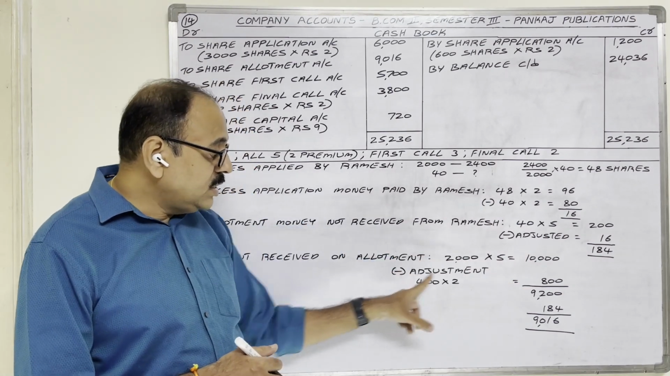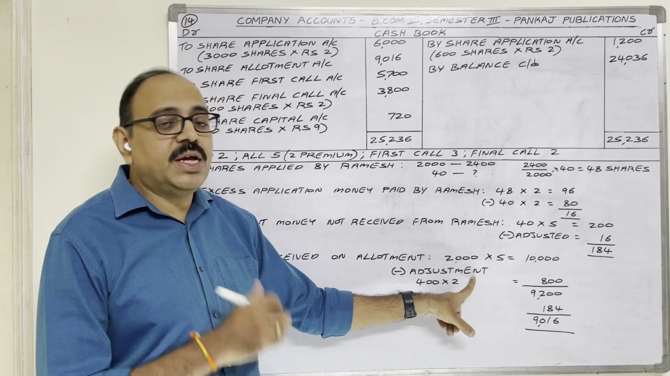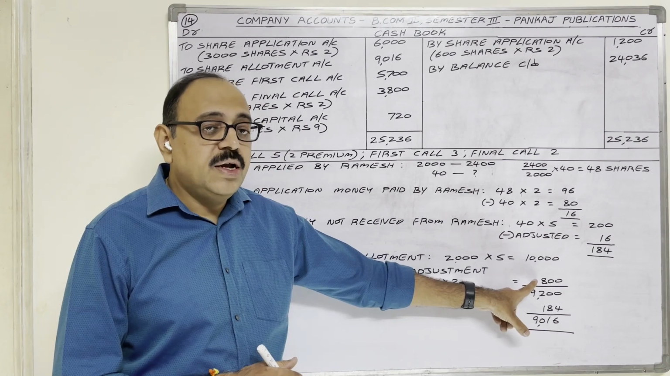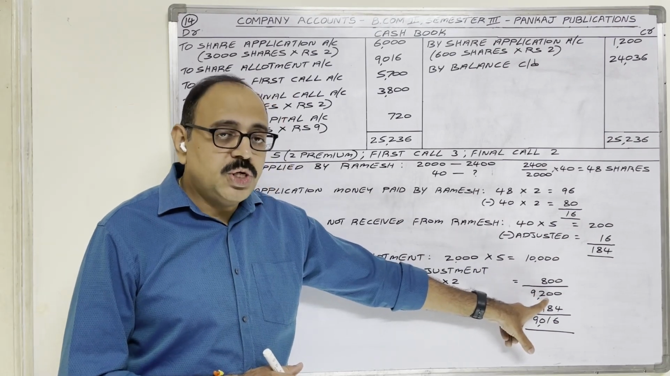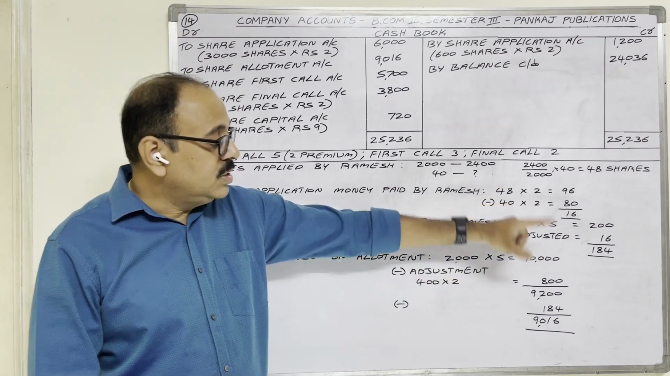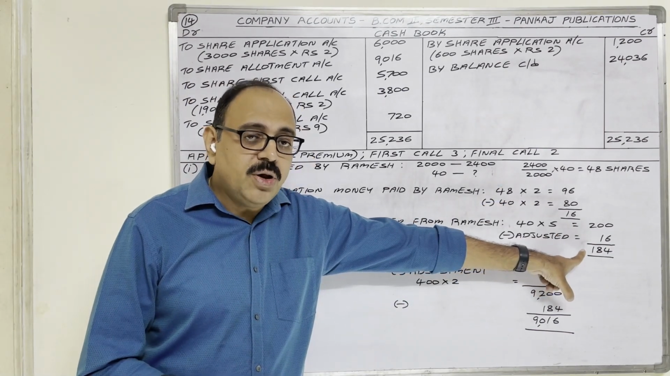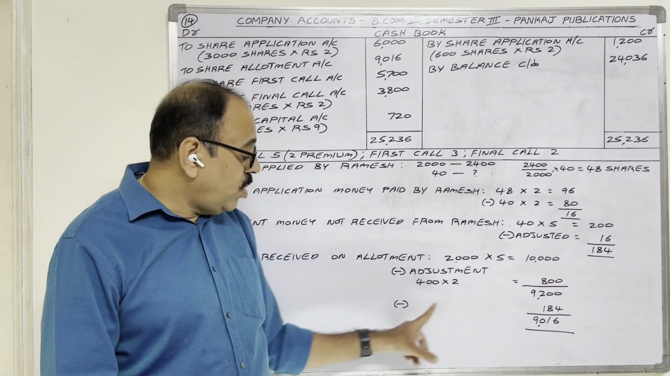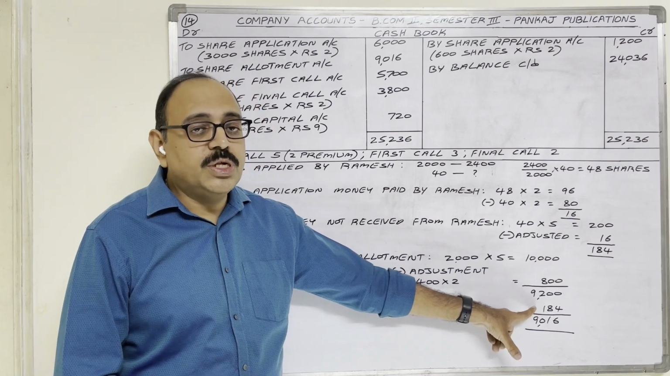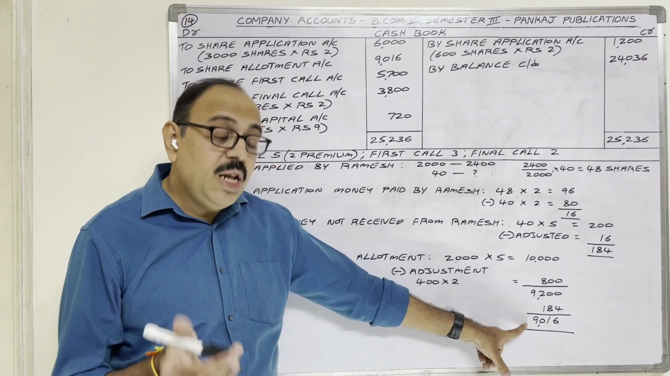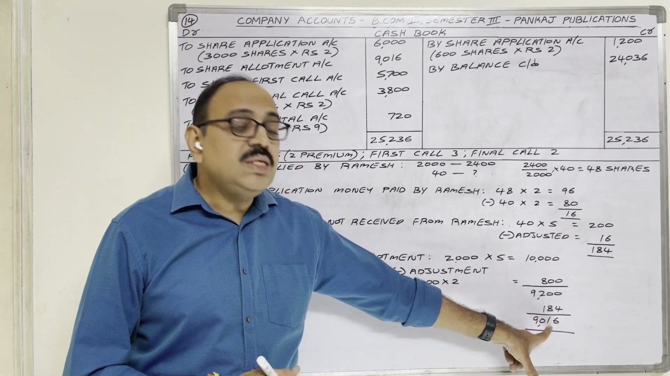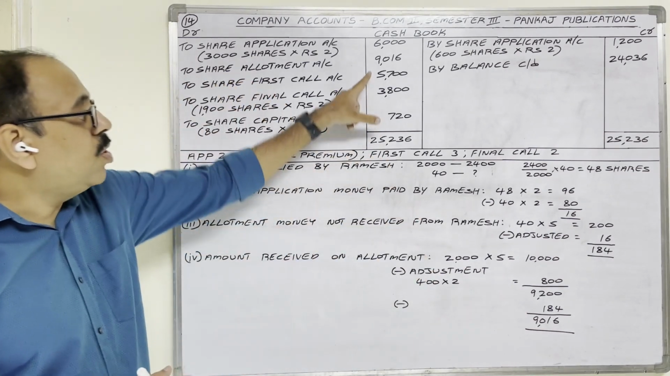Therefore, minus adjustment made from application excess money: 400 shares into 2 rupees each, 800. Then the remaining amount, 9200, should come from applicants. And from Ramesh, allotment money is not coming now. Subtract that amount. So the amount not received from Ramesh on allotment is 184 rupees. Then finally from the remaining applicants, how much allotment money did the company receive? 9016 rupees. That amount we show on the debit side.